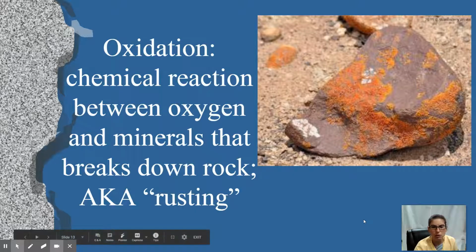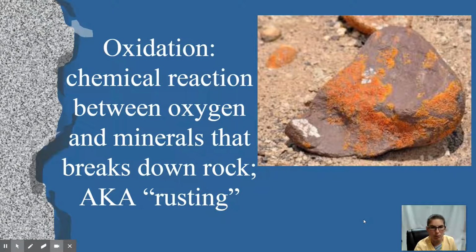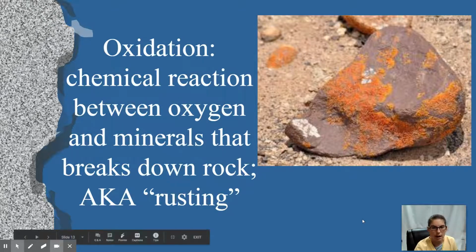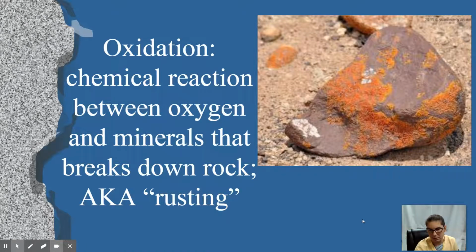Primarily, you're looking at a different type of chemical reaction. It's the substances involved in the chemical reaction that tell you what type of chemical weathering is occurring. In this example, we've got oxidation. Oxidation is when oxygen in the atmosphere chemically reacts with minerals or substances and breaks down the substance, again typically a rock. Oxidation is what you and I would typically call rusting.